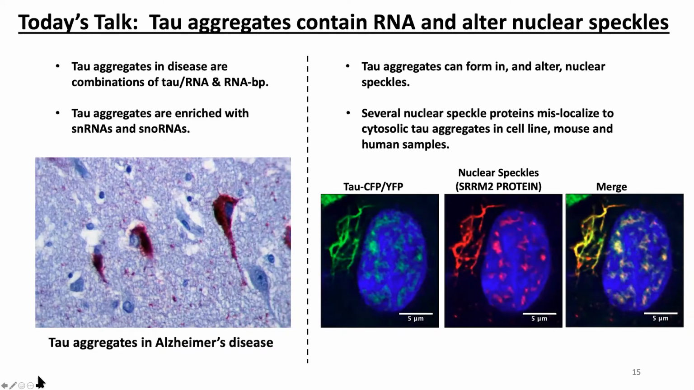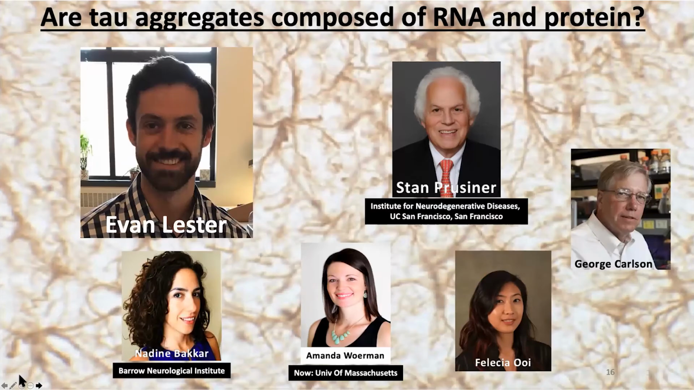Now, this work is really all the work of an MD PhD student in the lab named Evan Lester, and I want to give him credit because he really led this project. And we actually interacted with Stan Prusiner's lab. Stan is the individual who won the Nobel Prize for understanding prion proteins such as mad cow disease. And Stan's group has been really instrumental in helping us, particularly with some of the experiments with brains, because my lab doesn't have access to brains from patients who've had these diseases.